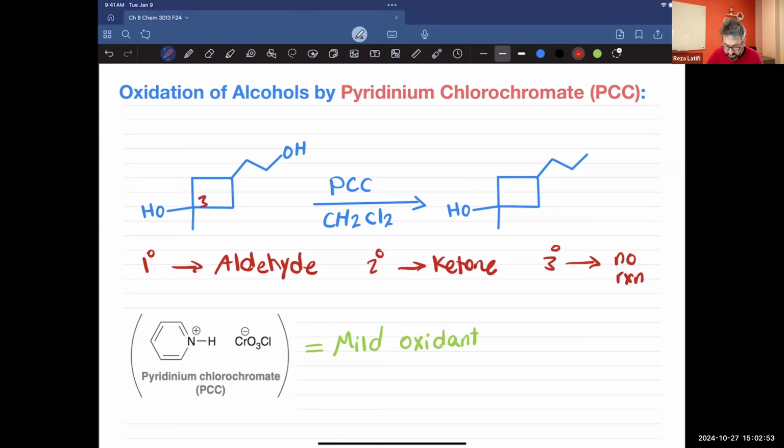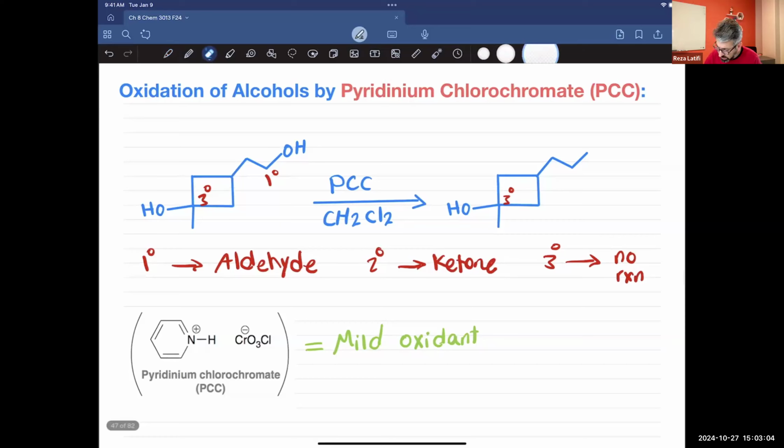And here we have a tertiary alcohol, and this one is a primary alcohol. The tertiary alcohol stays as it is. Nothing will happen to it, but the primary alcohol will turn to aldehyde. As you see, we do have one more hydrogen attached to the alpha carbon, but the oxidation is not going to move forward. It will stop there. It will give you an aldehyde.